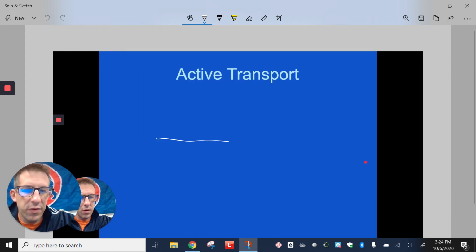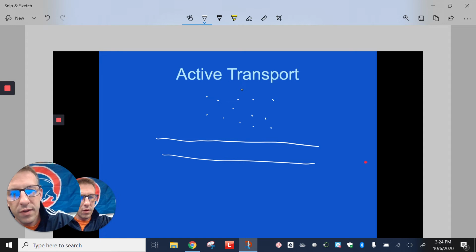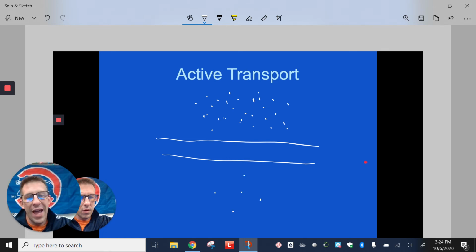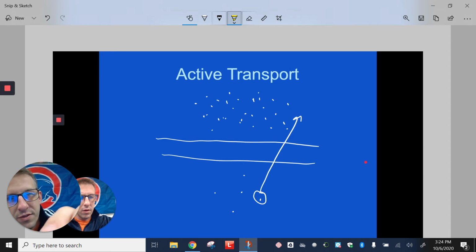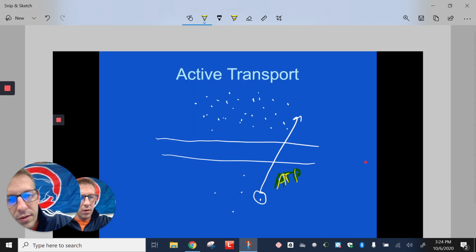All right, so if I have a cell membrane here, this is a substance on this side, and this is the same substance on the other side. What active transport will do is spend energy. I'll use this guy. That looks like urine. Okay, we'll use this. We'll spend energy to move this particle to the other side. That is against what it would naturally want to do.